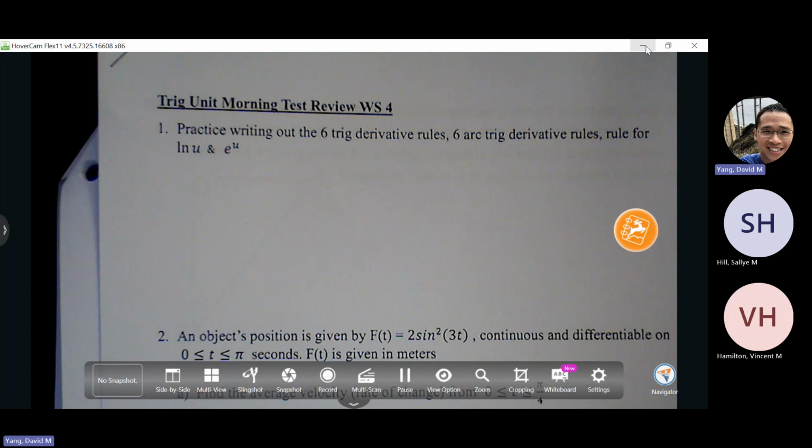Okay, so number one, you're just writing out your rules. Hopefully, you guys feel comfortable with all the rules that I'm asking you to memorize and to recall. Let's start with number two.